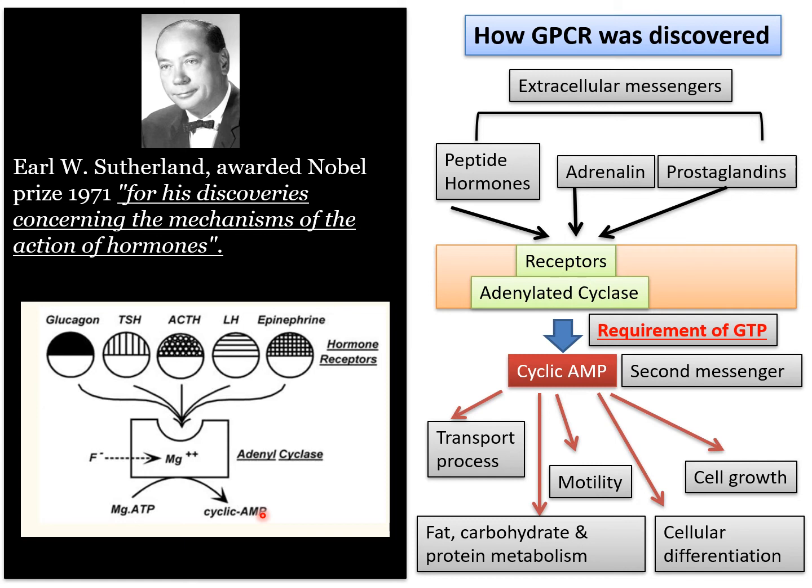However, eventually it was shown that a large number of polypeptide hormones do exert their effects by way of cyclic AMP. But at that time, nothing more was known about this system. Even the requirement of GTP was not known at that point of time.